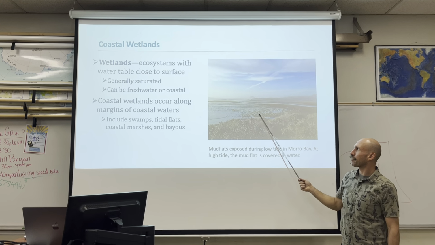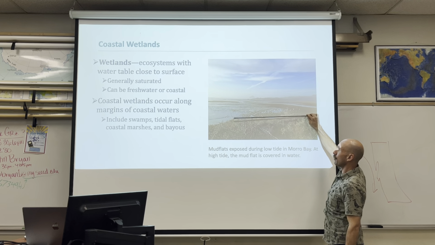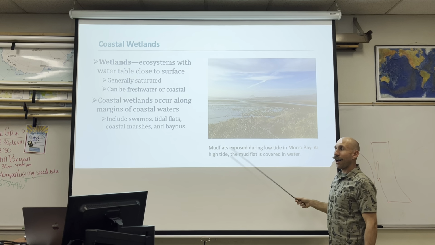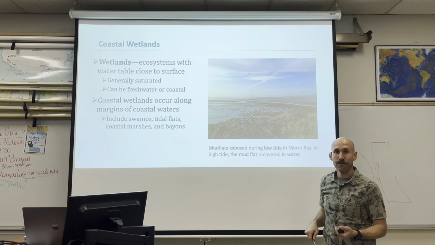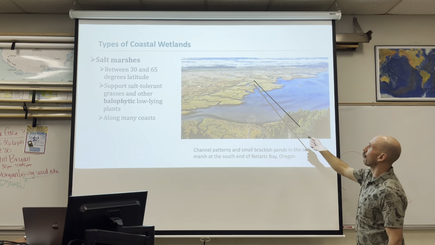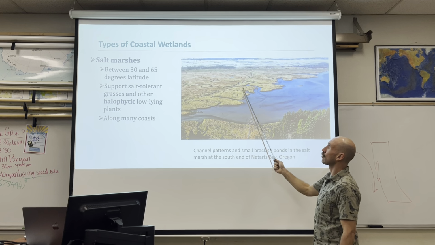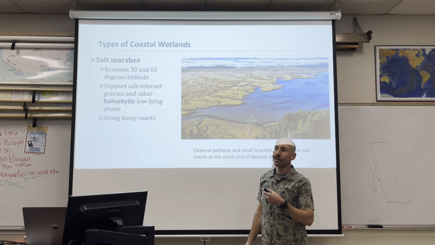This is where fresh water, coastal water, the water table is usually pretty close. So you get a high amount of freshwater input to support freshwater species. Salt marshes, so cool. Small brackish ponds, these support salt-tolerant species located between 30 and 65 degrees latitude.